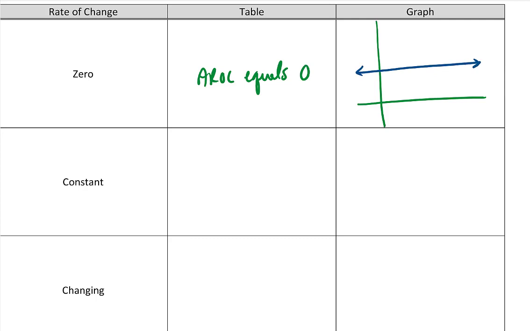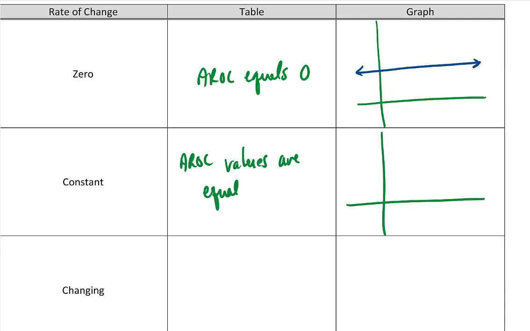Second, rates of change are constant. That means that your average rate of change for your table are all equal. So on a graph, that would mean that you would have a line that's not horizontal or vertical.